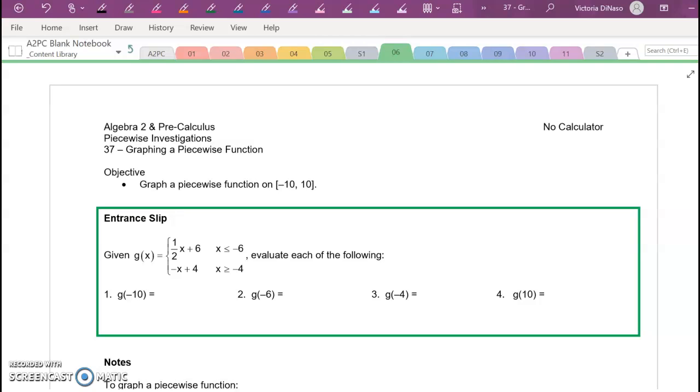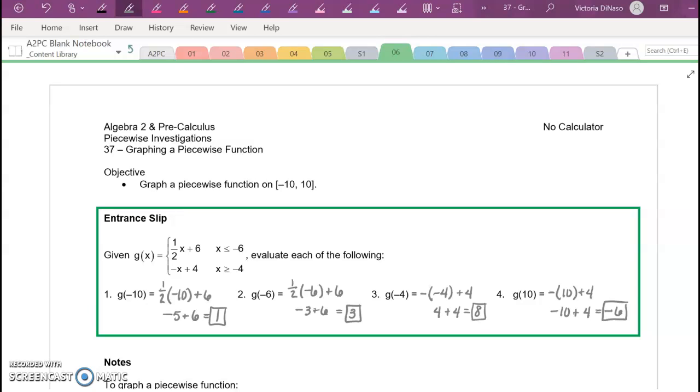In section 37, we're going to be graphing piecewise functions, which is typically a really challenging section for many students. So go ahead and follow along. Starting with our entrance slip, this is just some previous problems from section 36. So go ahead and pause the video and complete these 4 problems.